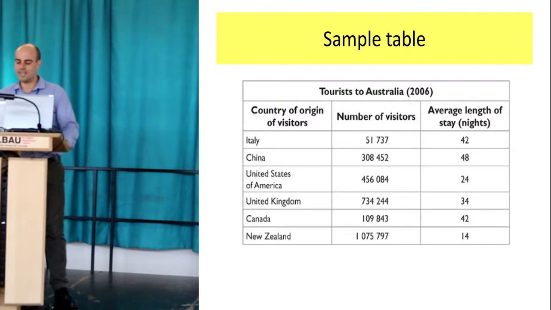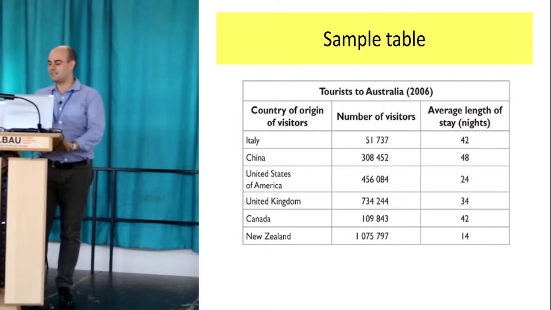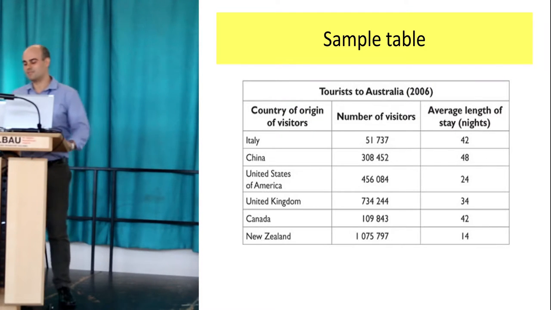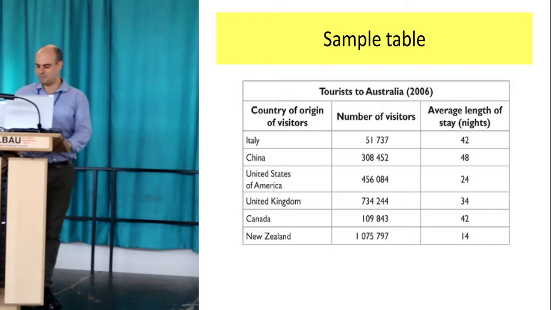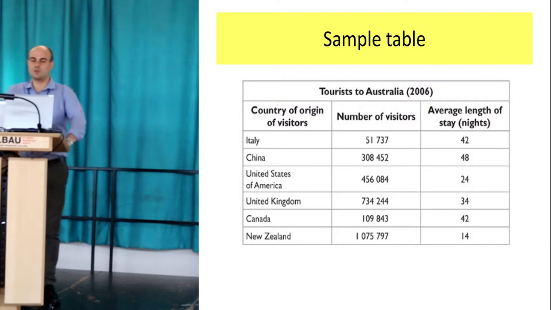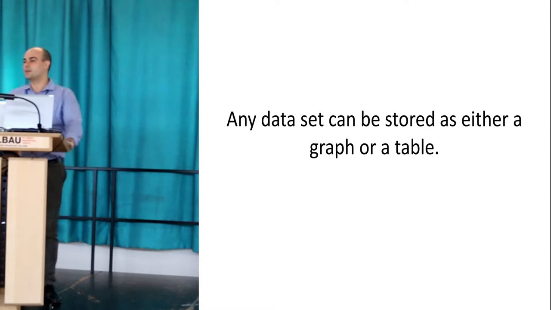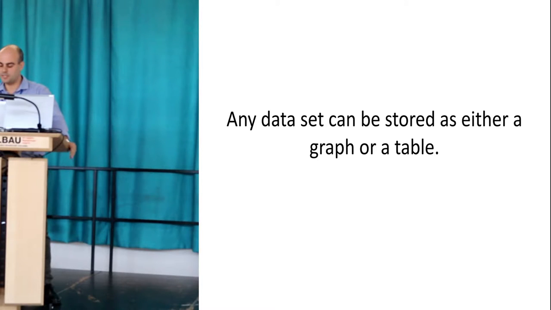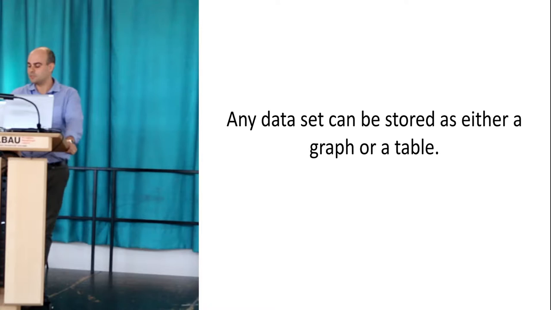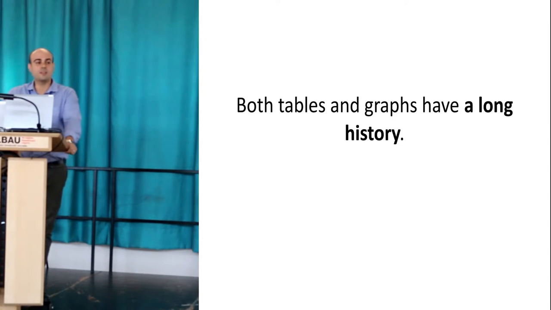That's graphs, and then tables. I don't really need to tell you about tables, but here's just a random table of millions. We've got rows and columns. Any data set can be stored as either a graph or a table. The question is, which do you use, and for which purposes? In which case is it better to use graphs, and which is better to use tables? They both have a long history.